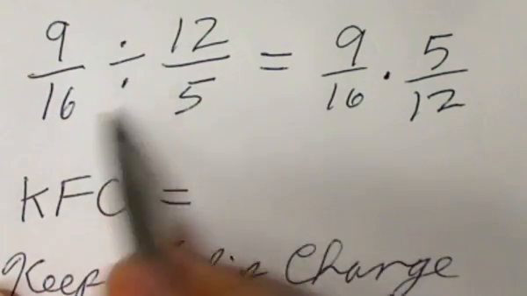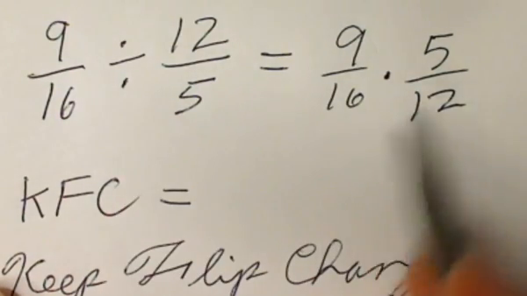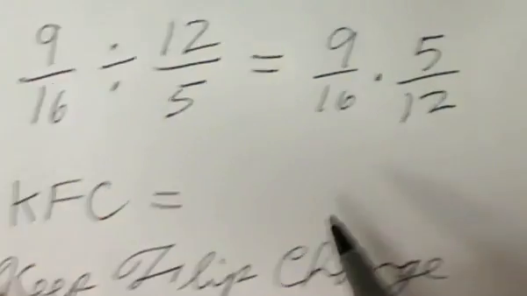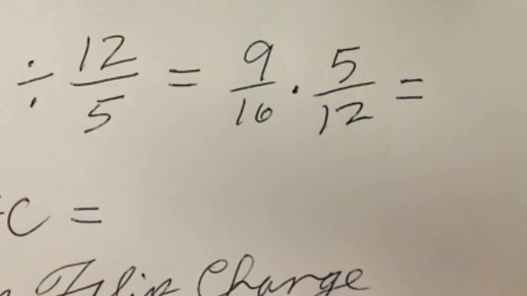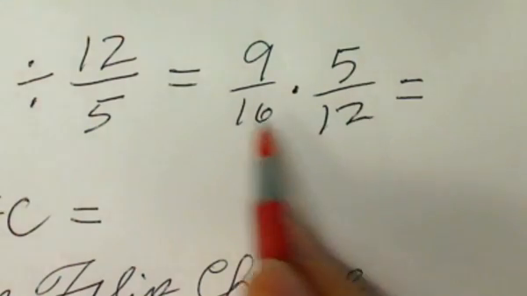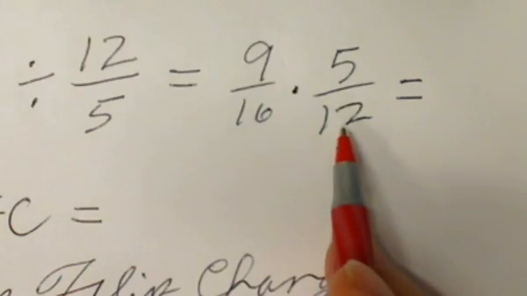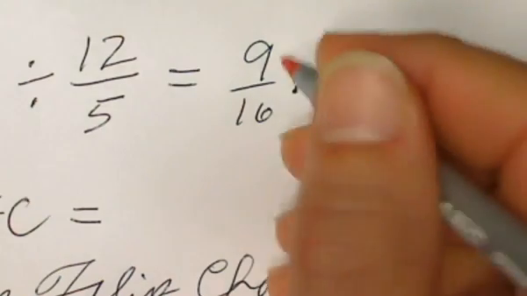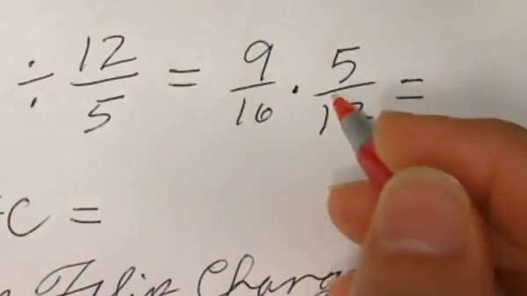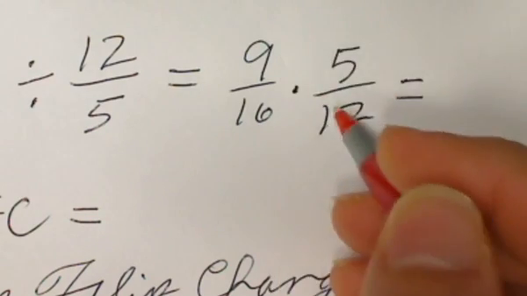So we have changed the division problem into a multiplication of fractions problem. Hopefully you have already watched my video on how to multiply fractions. Remember, if we multiply 9 times 5 across the top and 16 times 12 across the bottom, that is mathematically correct, but we will get a big mess. So what we do is remember when we multiply fractions, we can reduce the diagonals.